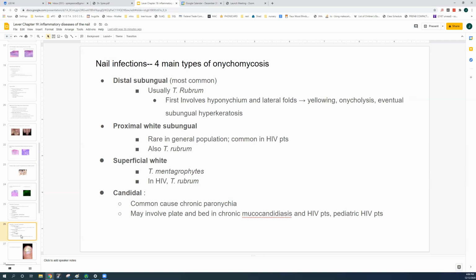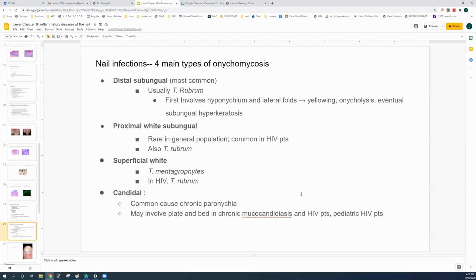Clinically, in onychomycosis, there are 4 main types. The first is the distal subungual. It's the most common. It's usually T. rubrum. It first involves the hyponychium and lateral folds, around the tip and the sides of the nail. And as it invades underneath the nail bed, it causes yellowing, onycholysis, and eventual subungual hyperkeratosis.